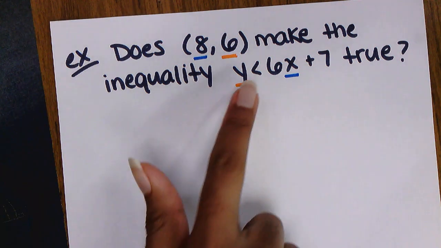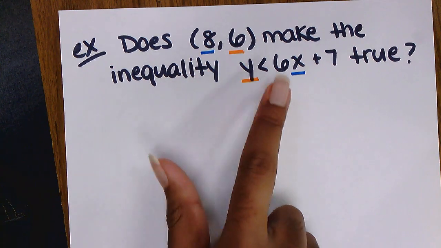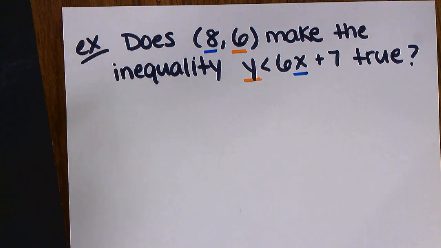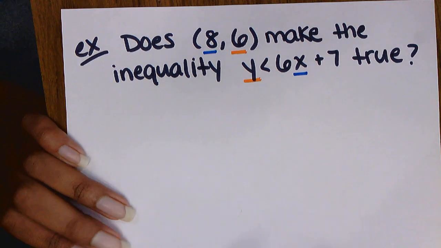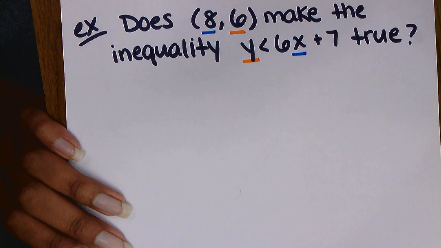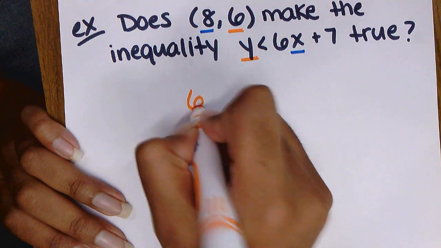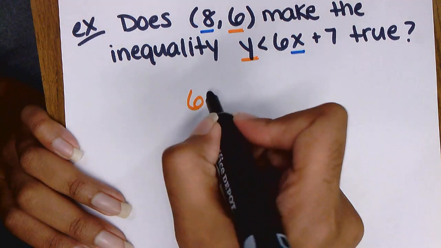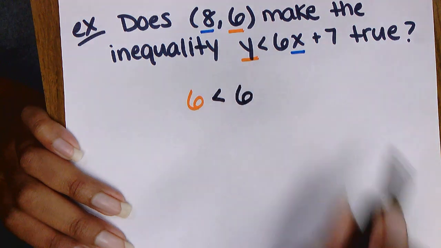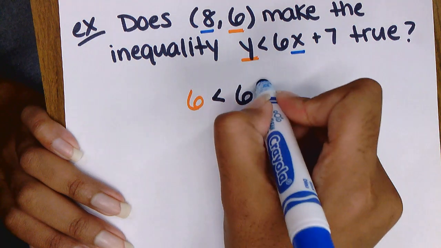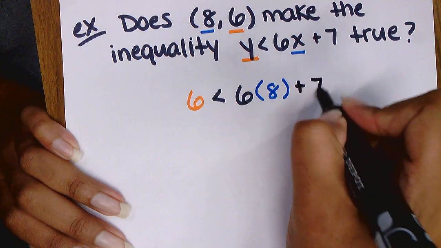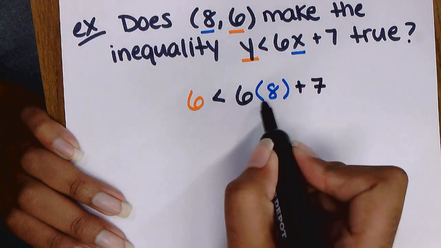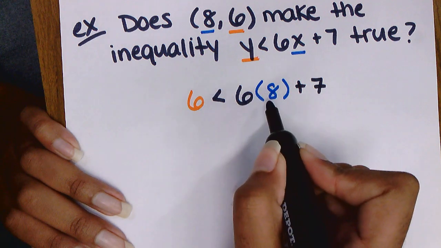So I'm going to rewrite this inequality, but instead of x and y, I'm going to substitute my x coordinate and my y coordinate in. And I'm always going to make sure that I use parentheses whenever I'm multiplying, or just in general, so that way you don't make any mistakes. So we now have this new inequality that is 6 is less than 6 times 8 plus 7, right? Make sure you use your parentheses so that way you know there's multiplication happening here.